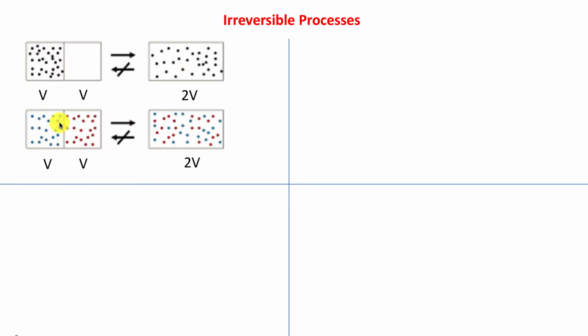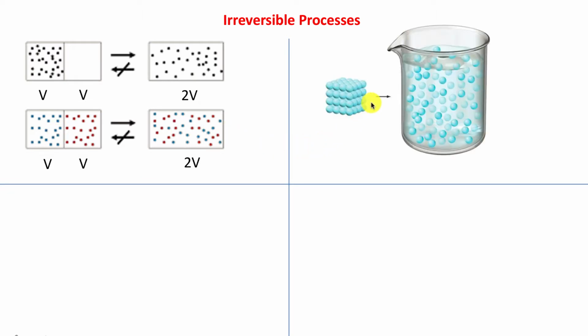Similarly, if I have molecules that are blue and molecules that are red, and I remove this partition, you know that this will go towards this situation where the molecules mix with each other, and that this can happen only in one direction, not in the other direction.